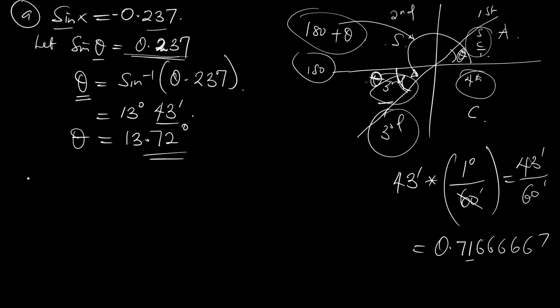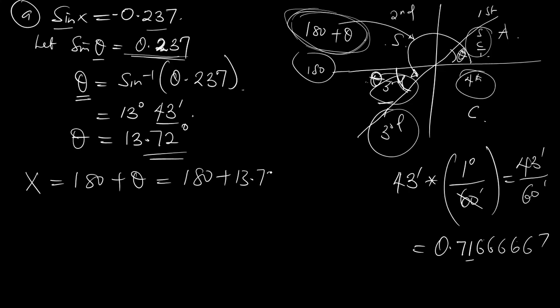Now we'll look at the value of angle x where the sine function is equal to negative. The sine function is negative in the third quadrant, which has a reference of 180 plus theta. So we've gotten theta to be 13.72, so 180 plus 13.72 will give us 193.72 degrees. So this is the first one.